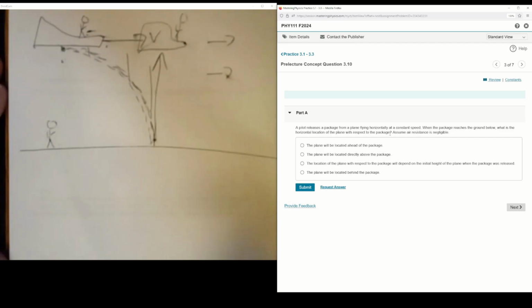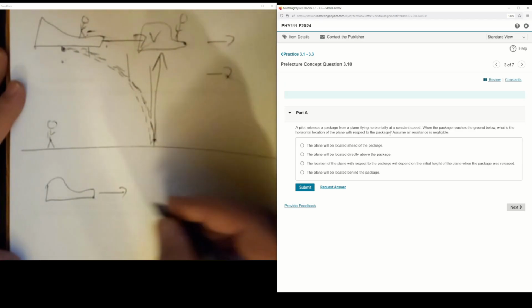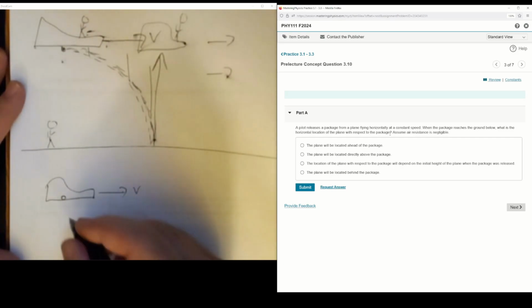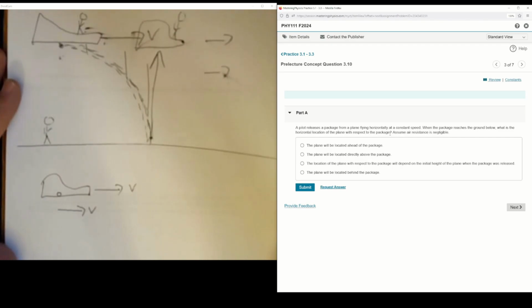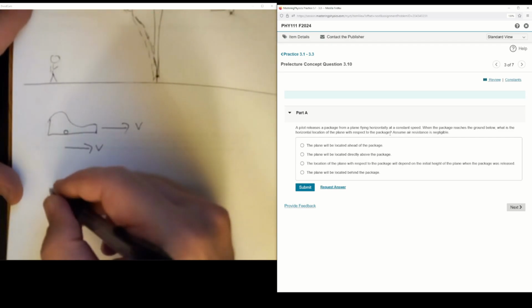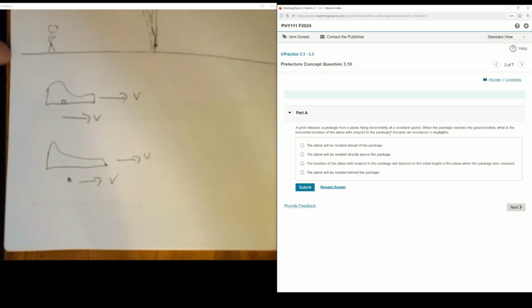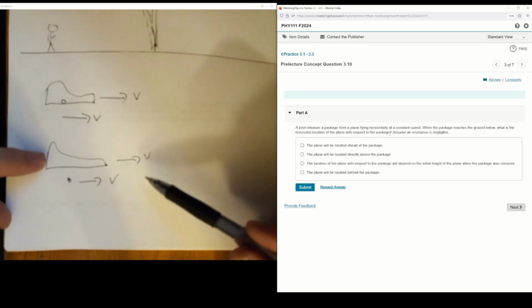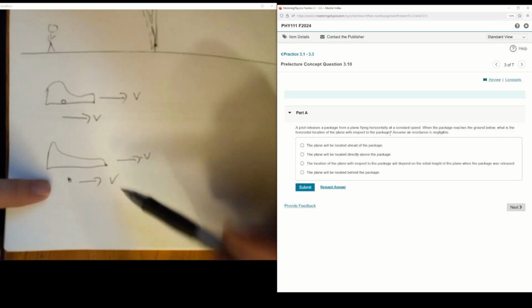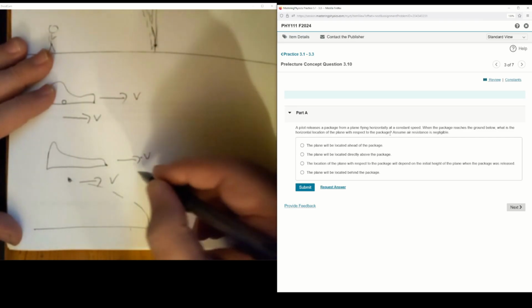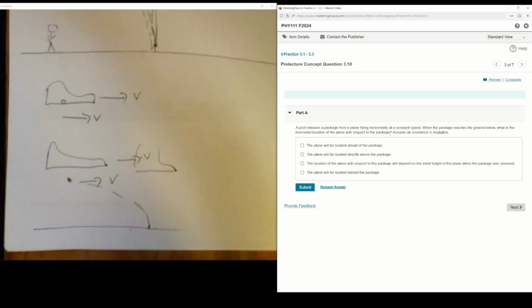So let me just say this again. The plane has some constant velocity. The package also has that same constant velocity because it's in the plane. So when you drop that package from your plane, well, you both have the same constant velocity forward. And again, remember, we're ignoring air resistance. So these both have the same velocity. And when the package reaches the ground, well, the plane's going to be right above it because they both have the same velocity. So, the package will be ahead? The plane will be located behind? No. So right here, the plane will be located directly above the package.